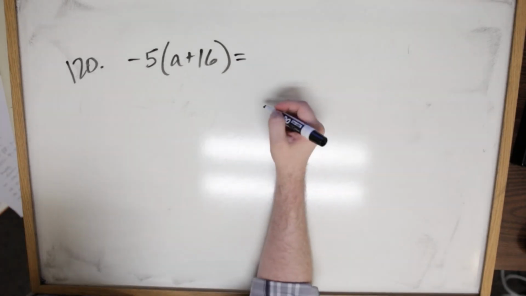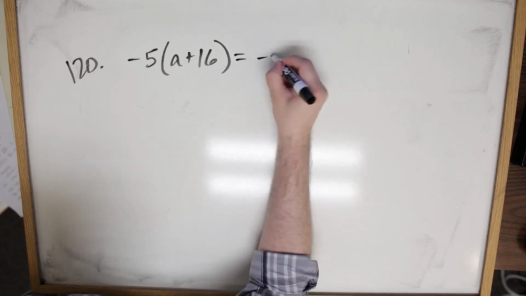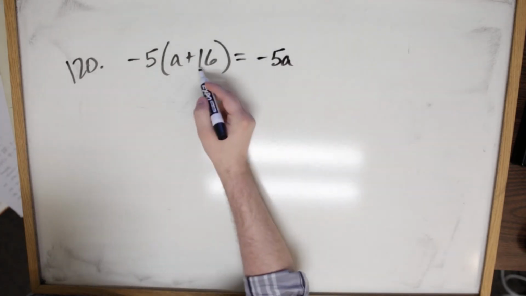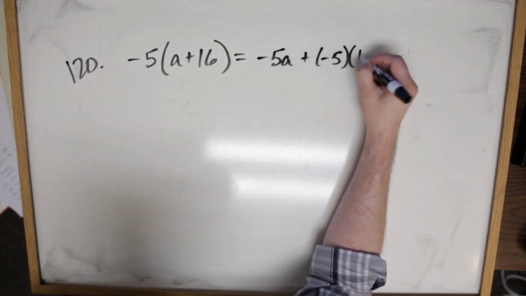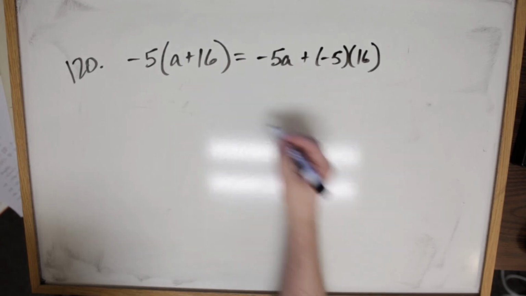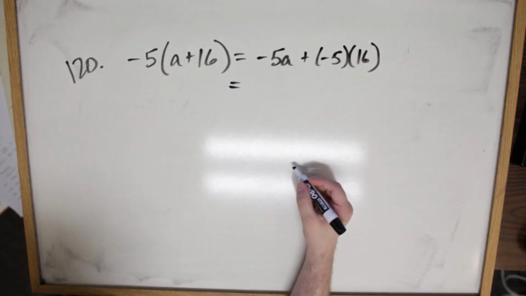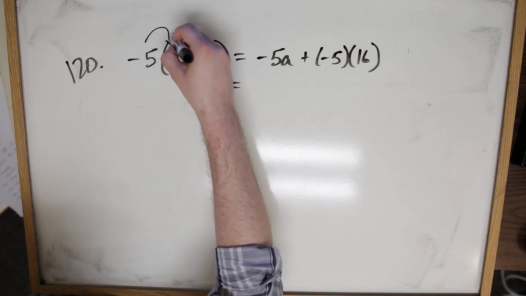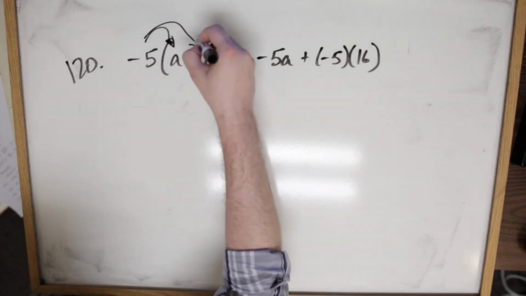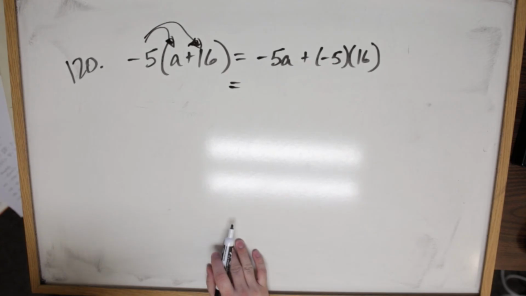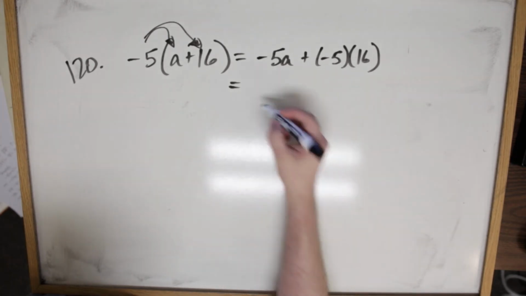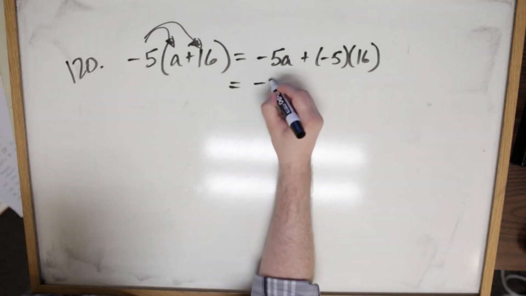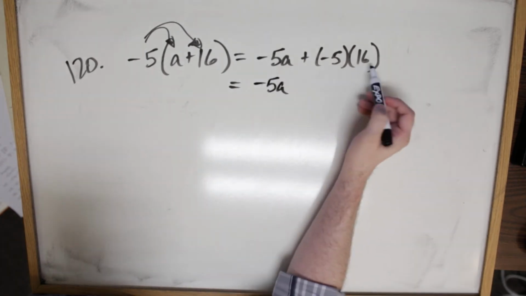This minus 5 times a plus a minus 5 times 16. So this is equal to, so you can see I took the minus 5, and I multiplied it by each individual piece. Okay, you can draw the little arrows right there if it helps you. That's perfectly fine, but my suggestion would be to make sure that you write the whole thing out. So minus 5a, I don't think we can do anything with that, but minus 5 times 16 we can.